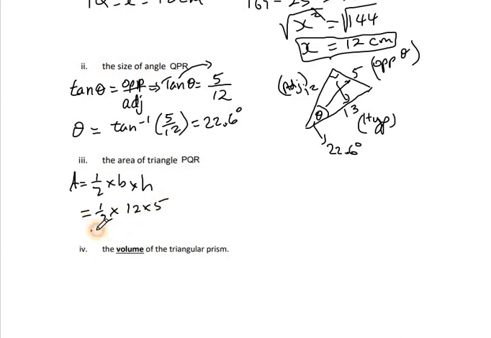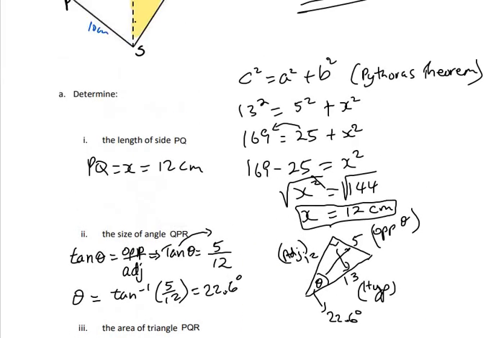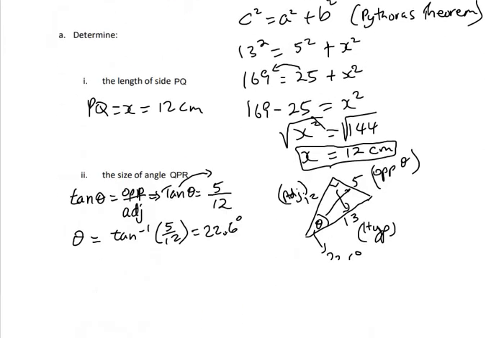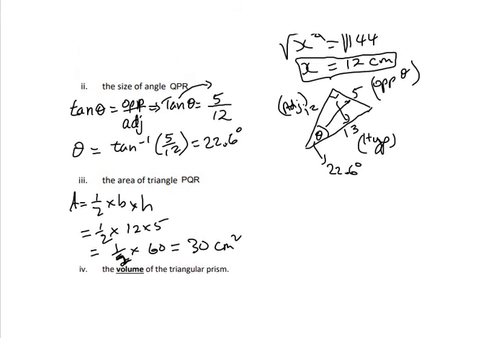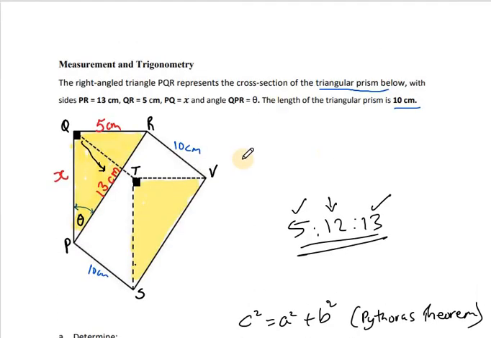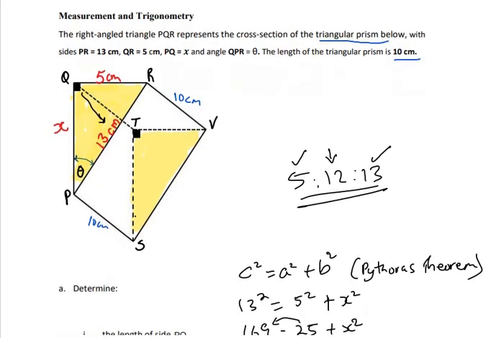So that's going to be half multiplied by 12 fives, which are 60, and half of 60 is 30. So we're going to say that's 30 centimeters squared, since the length of the sides are in centimeters. So that's 30 centimeters squared for the area of the triangle PQR. That's the area for this side, which is a triangle.